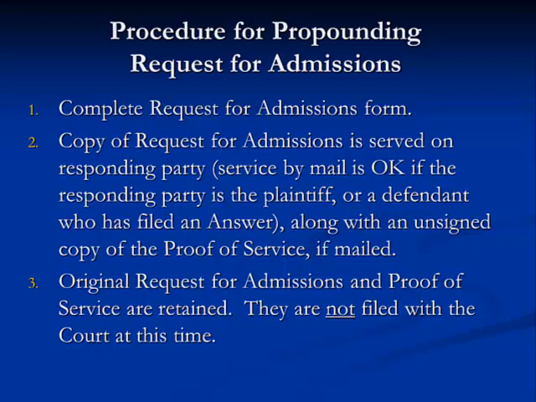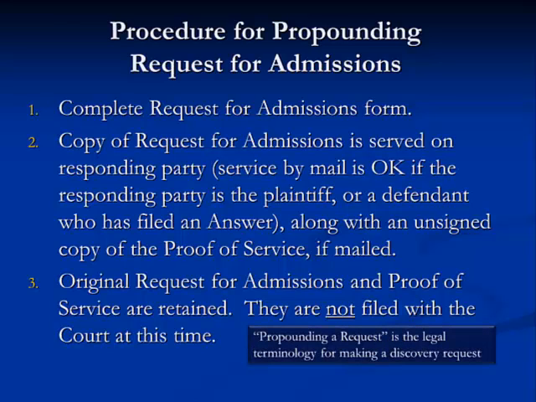The procedure for propounding a request for admissions is the same as every other type of discovery we are discussing during this presentation. First, the asking side completes the request for admissions form and attachment, or creates their own request for admissions on 28-line pleading paper. A copy of this request for admissions is then served on the responding party.